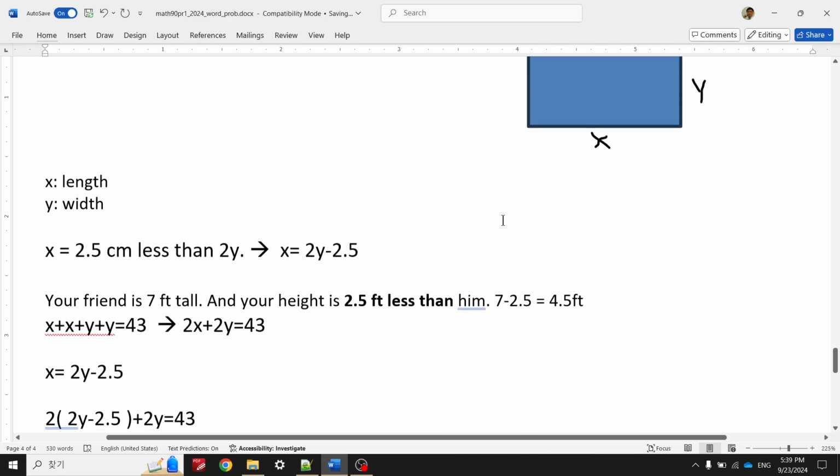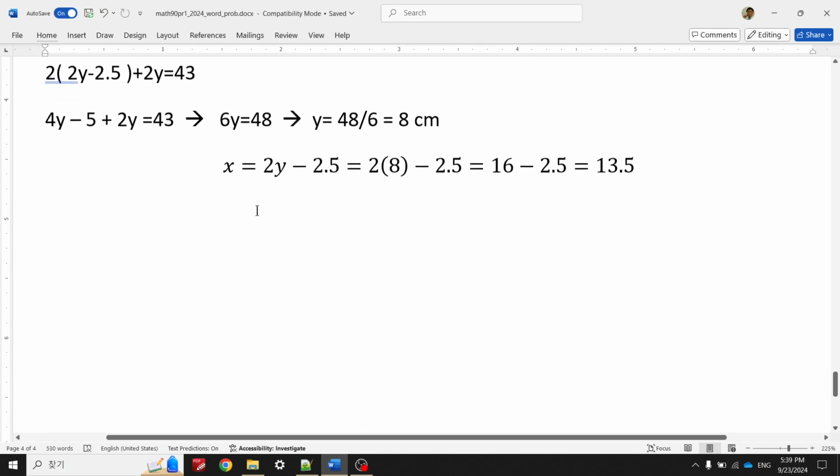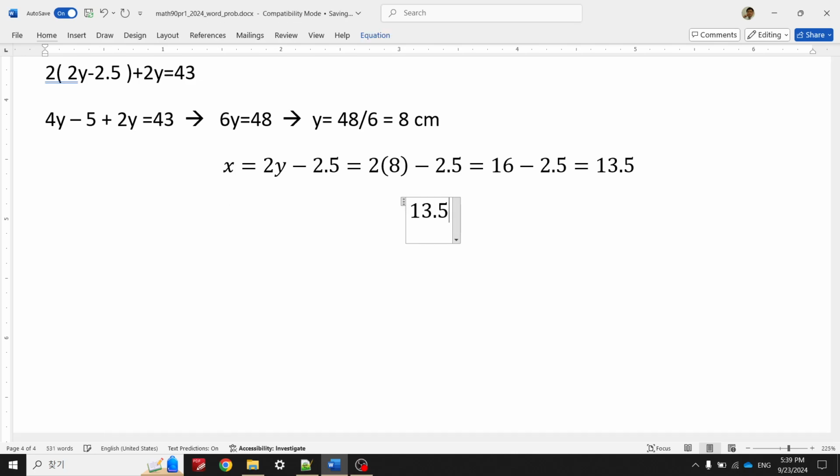Seems like we've completed it, but wait, if you go back and read the question, it says, find the area. That was the question. So we have yet to find the area. How do you find the area of a rectangle? X times y. So what you do is you multiply 13.5 times 8, and that's going to equal 108 square centimeters. Okay? So that's the answer. Okay, that's all for today.